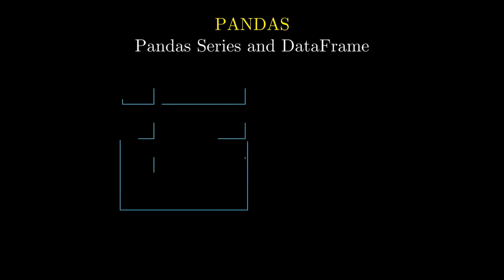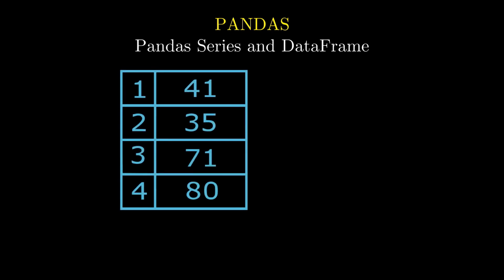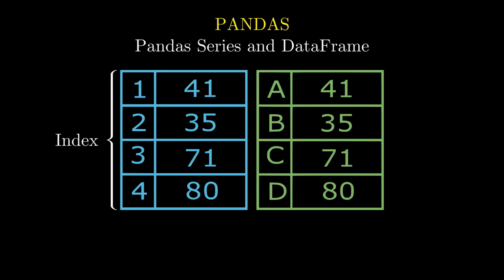So series is a one-dimensional labeled array capable of holding data of any type. And these axis labels are collectively called index. The major difference between a numpy array and a Pandas series is that we can give our own index label to the data points.